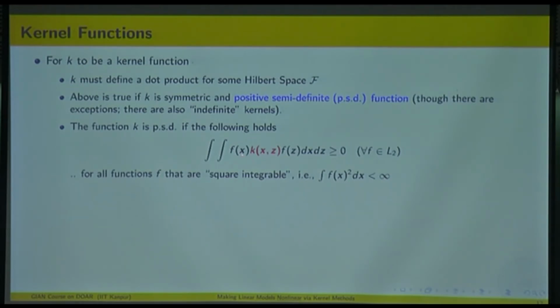If this function satisfies this condition, which is the double integral of this quantity, where you are multiplying by f of x and f of z, for all f that are square integrable, right? So note that the left hand side has to be non-negative. If the kernel function K satisfies this condition, then we say that this is a positive semi-definite function, and only then is the kernel a valid kernel.